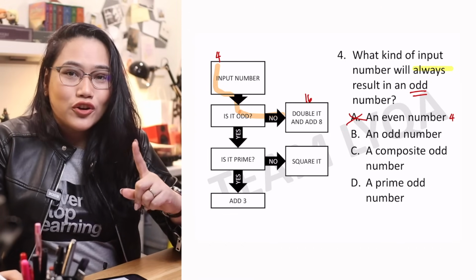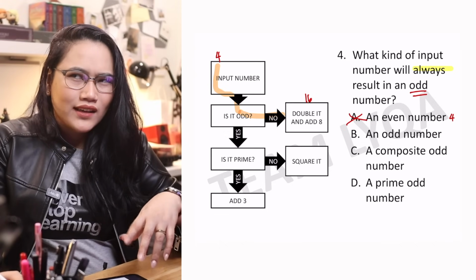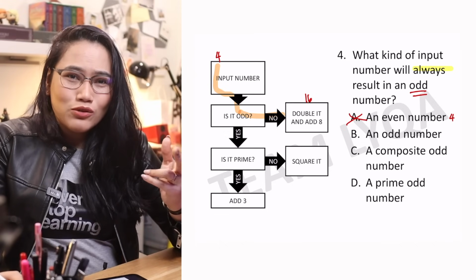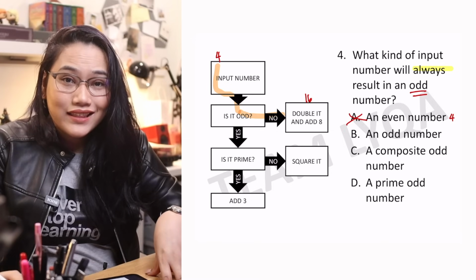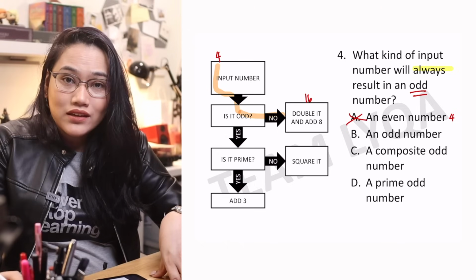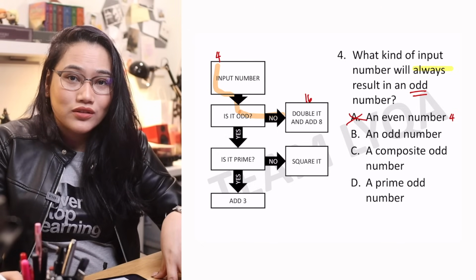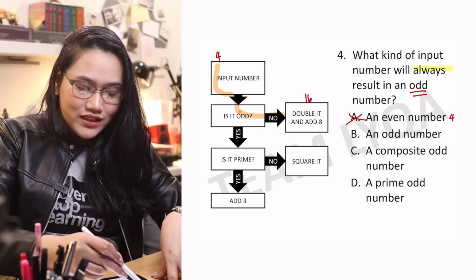Pero, if you look at the other options, ang nakalagay, composite odd number and prime odd number. Which means, it makes more sense na kung magta-trial and error ako, unahin ko yung C at D. At kung pareho silang tama, the answer would be B. Kung isa naman sa kanila ay mali, edi alam mo na yung natitirang sagot. So, subukan muna natin yung letter C.